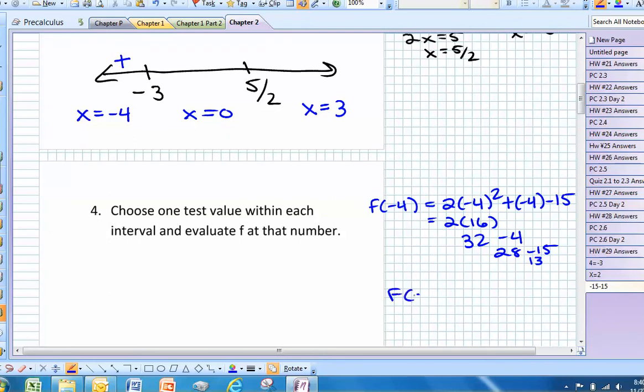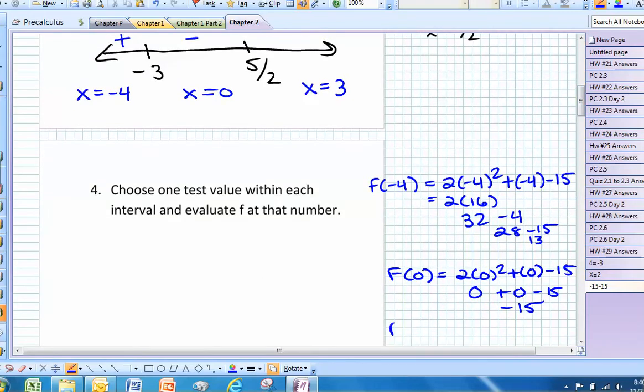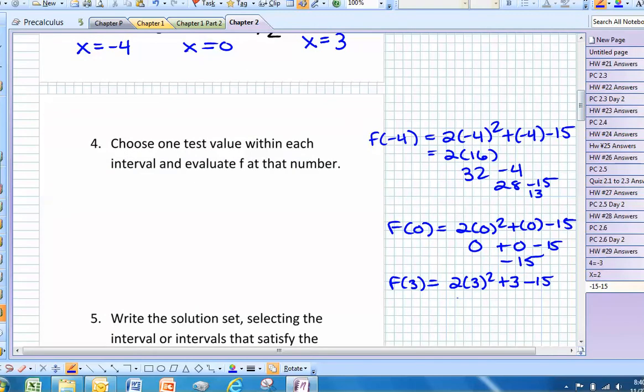I'll do the same for 0. Well, 0 is easier. So you have 0 plus 0 minus 15, so it's negative 15. So in this interval, whenever I put a number in, it's negative. And when I put 3 in, well, 3 squared is 9, times 2 is 18, plus 3 is 21, minus 15 is 6.